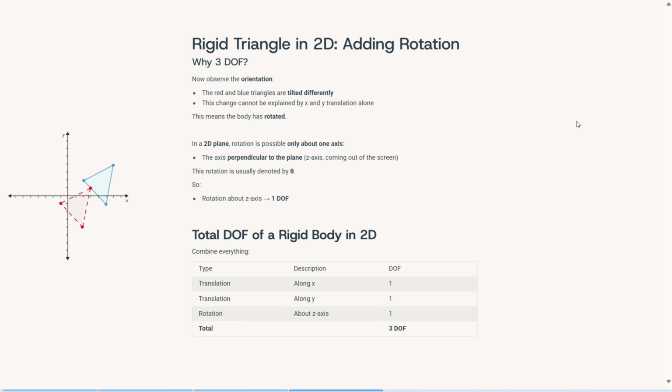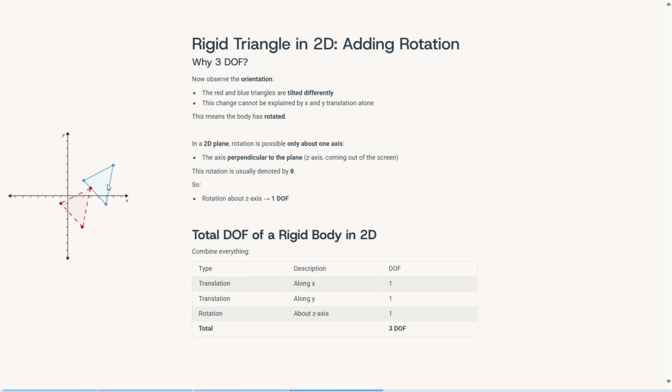Yes, there are two triangles here, right? Why are there 3 DOF? Now observe the orientation. The red and blue triangles are tilted differently. This change cannot be explained by x and y translation alone. In a 2D plane, the rotation is possible only about one axis, correct? The axis perpendicular to the plane. Here the plane is xy, and perpendicular to it means the z axis that is coming out of the screen. This rotation is denoted by the symbol theta. So rotation about the z axis is 1 DOF.